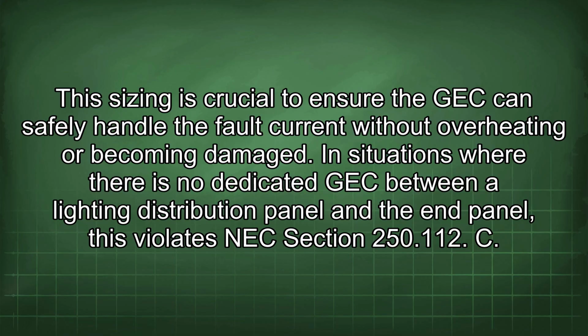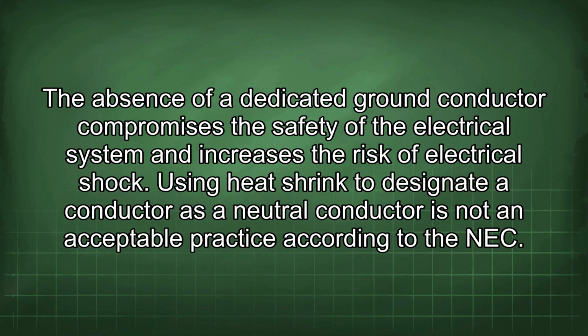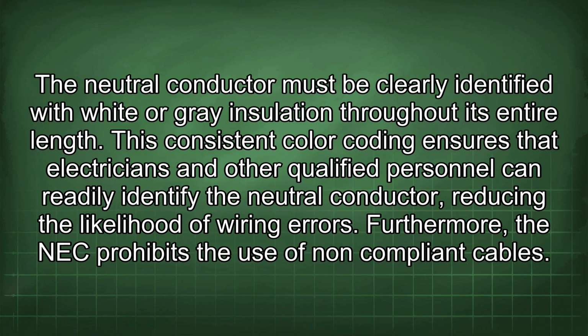In situations where there is no dedicated GEC between a lighting distribution panel and the end panel, this violates NEC Section 250.112 C. The absence of a dedicated ground conductor compromises the safety of the electrical system and increases the risk of electrical shock. Using heat shrink to designate a conductor as a neutral conductor is not an acceptable practice according to the NEC. The neutral conductor must be clearly identified with white or grey insulation throughout its entire length.